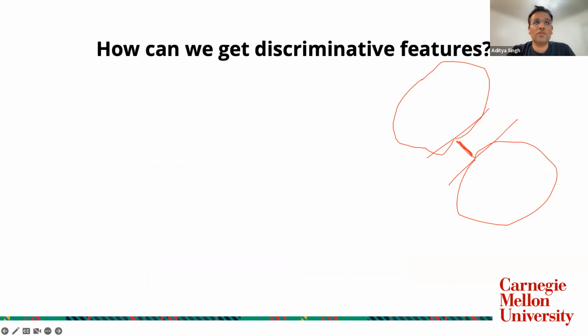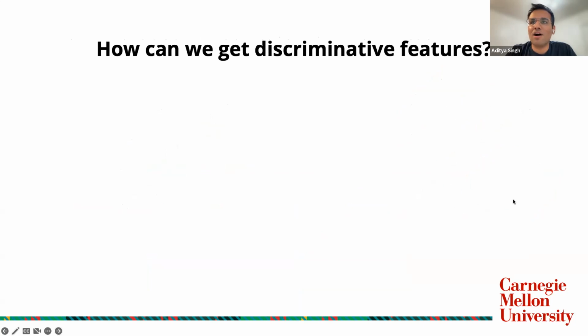Okay, so how can we do that? We just talked about training our model for classification, and we saw what kind of embeddings that would give us, but we now have an idea of what we want. How can we get those kind of embeddings? How can we get more discriminative features? Any ideas about that?